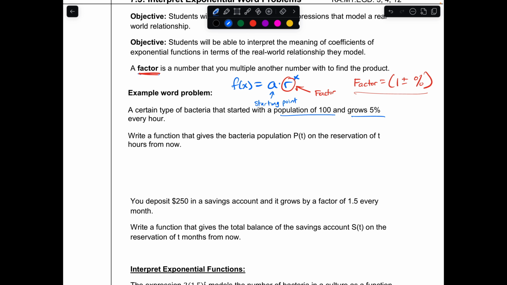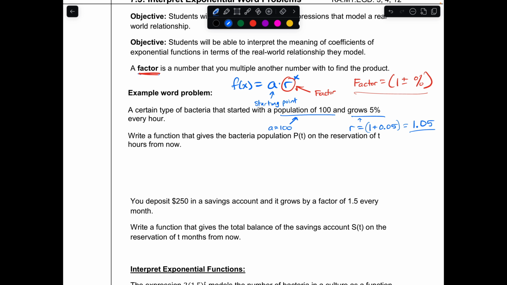First thing we need to do is determine, okay, which one's A, which one's our starting point, and which one's R, our factor. Hopefully, you see that our starting point is 100, A is 100, and if we're growing by 5%, that means our factor, R, is going to be 100% plus, because we're growing, 5% more. And 5% as a decimal is 0.05. So we can add those together. R is going to be 1.05.